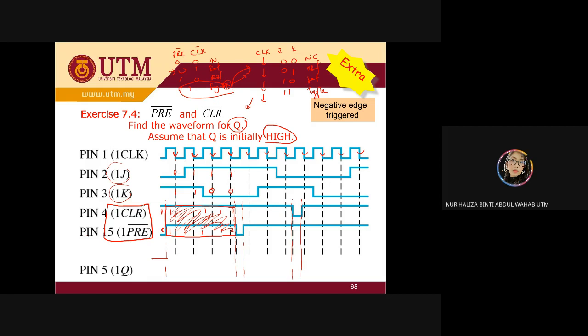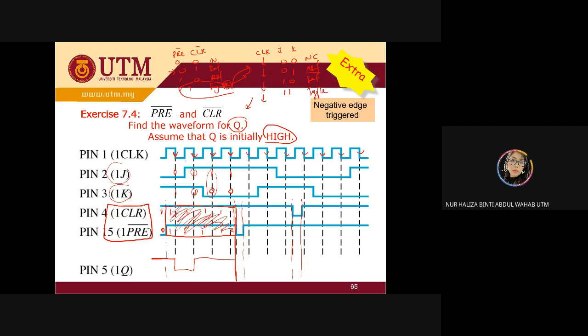What is the output for 0, 1? Here I'm going to continue until I meet the negative clock. 0, 1 will be reset. I'm going to reset until I meet another negative clock. It is 1, 1. 1, 1 will be toggle. Toggle until I meet another next negative clock. 1, 0, it will be set. And I meet another one, 1, 0, it will be set. I finish until this 1, 1 only.